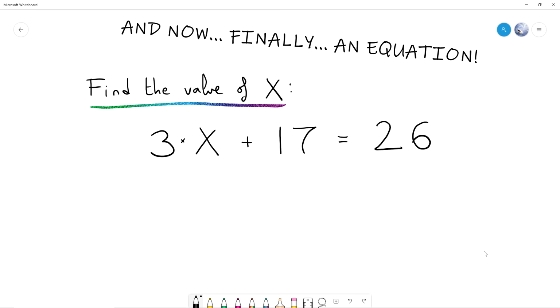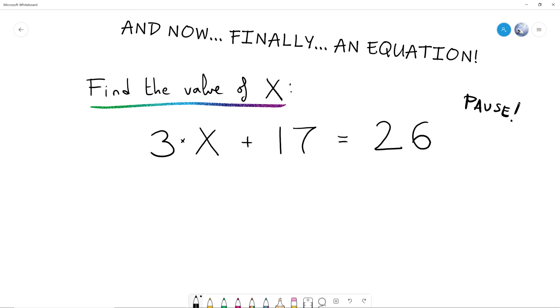Okay, so here's the equation: 3x plus 17 equals 26, and we have to find the value of x. If you're watching this video, this is a good time to pause the video and try to solve it by yourself. So pause if you want to try it yourself. All right, let's do it.